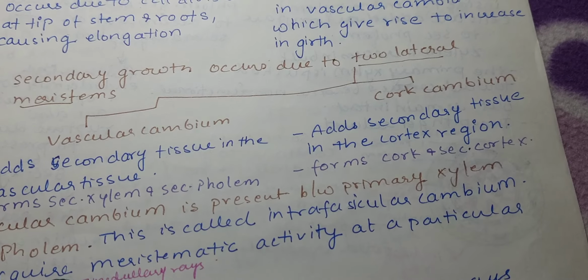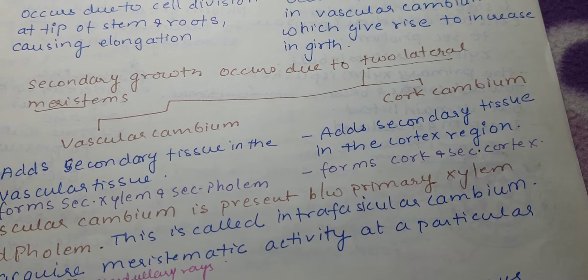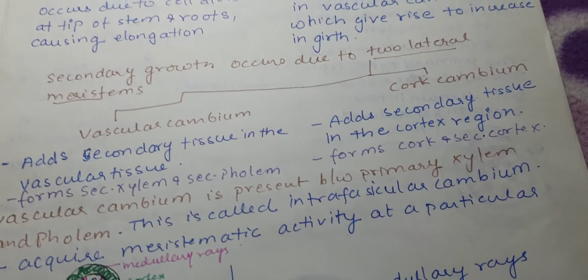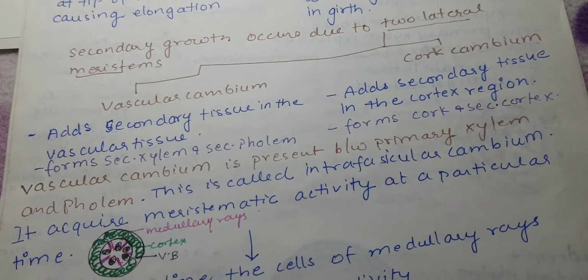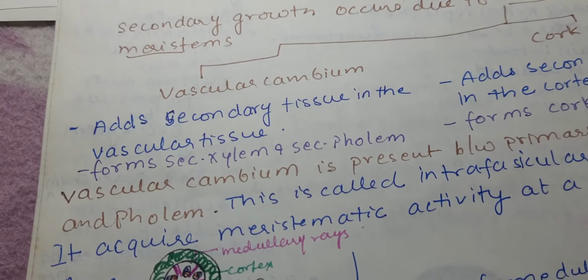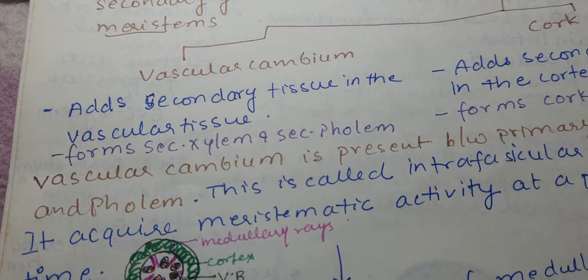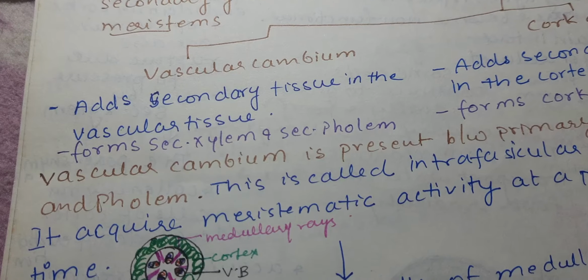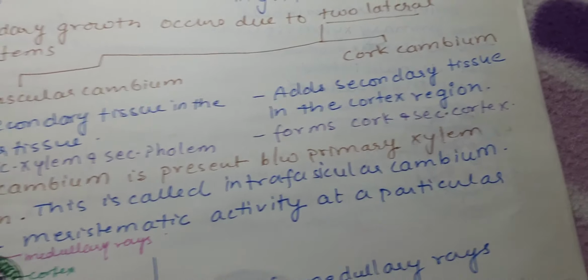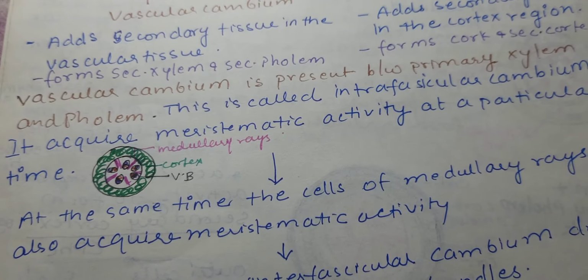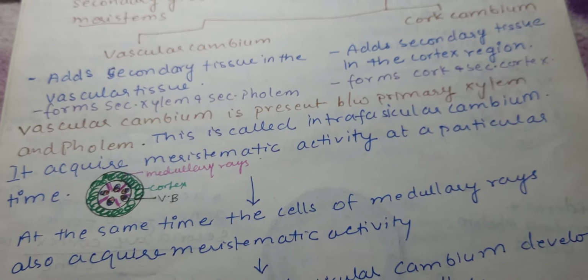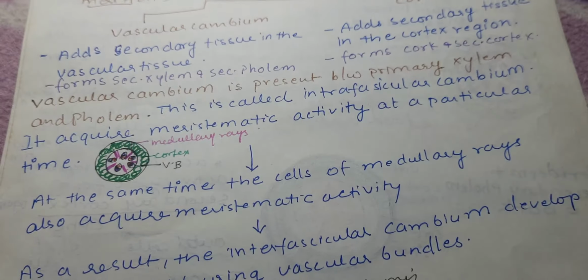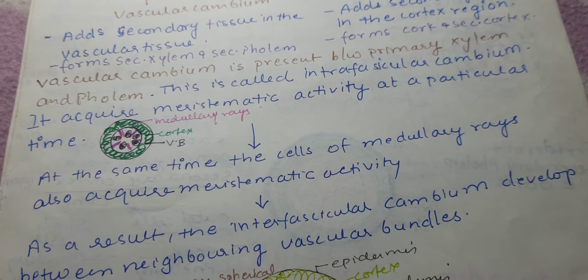Now there are two meristematic cells, vascular cambium and cork cambium, and secondary growth occurs because of these cambial activities. First discuss the vascular cambium. It adds secondary tissues in the vascular region, that is, it adds secondary phloem and secondary xylem. And vascular cambium is present between the xylem and phloem, and this is called intrafascicular cambium, and it acquires meristematic activity at a particular time.